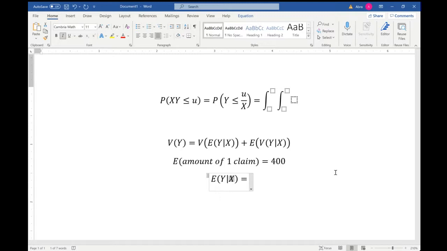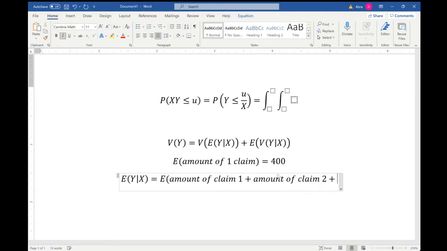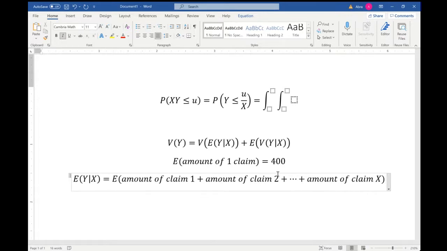So let's say we knew there were 5 claims. How would we find the total amount of all the claims? Dollar amount. Well, you just times the amount by 5. Yeah, to do that more formally, we would say that this is the expected value of amount of claim 1 plus amount of claim 2 plus ... plus the amount of claim x. Right.